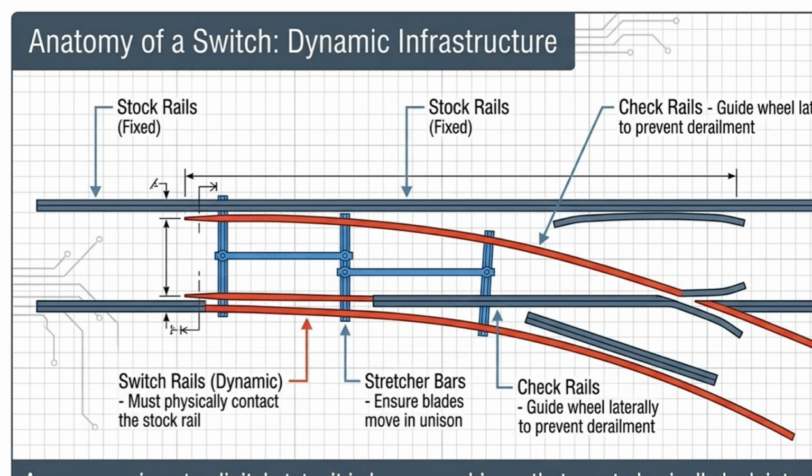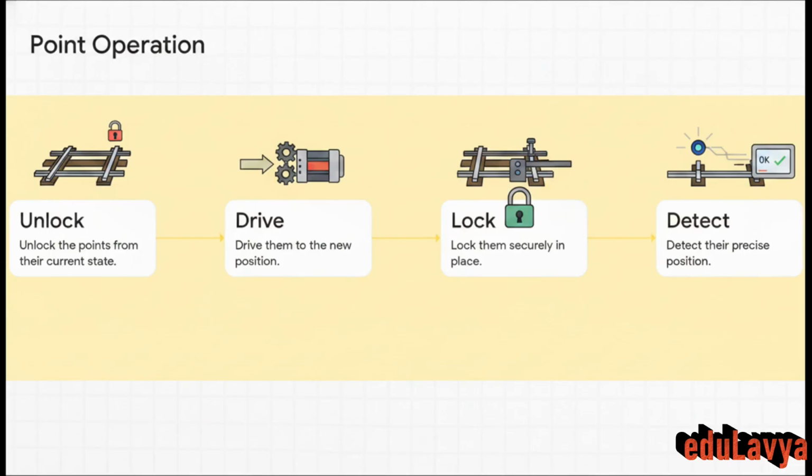As you can imagine, it takes tremendous force to reliably divert the massive weight of a train like that. To pull this off safely, modern automated point machines follow a really strict, non-negotiable 4-step sequence. First, unlock the points. Second, drive them to the new position. Third, lock them securely in place so no amount of vibration shakes them loose. And fourth, detect their precise position.